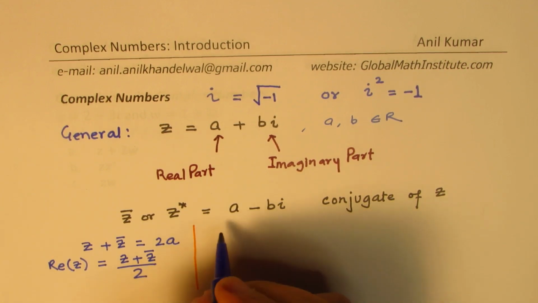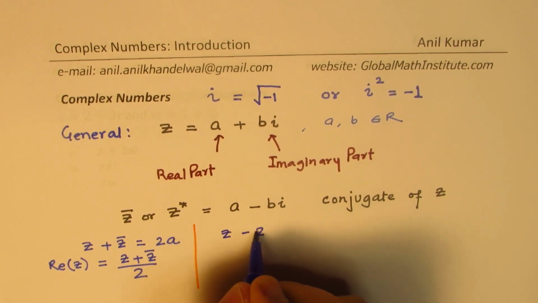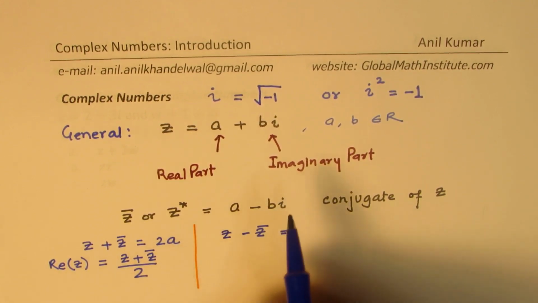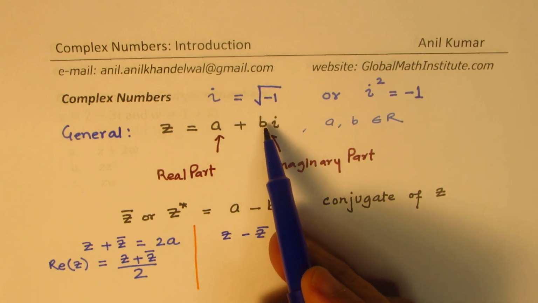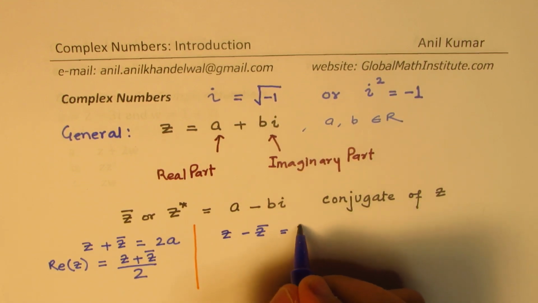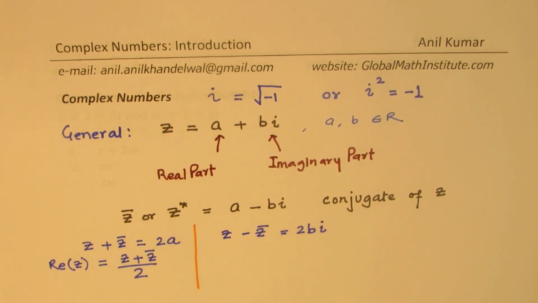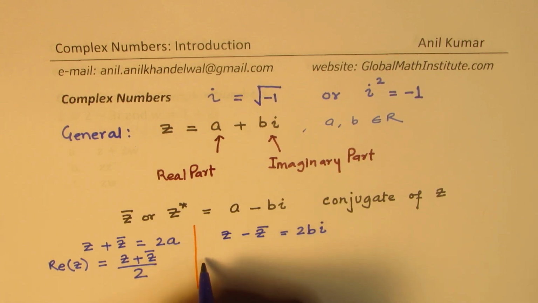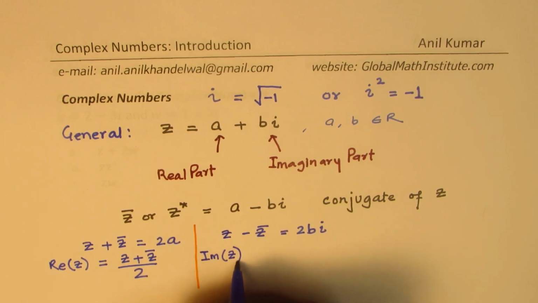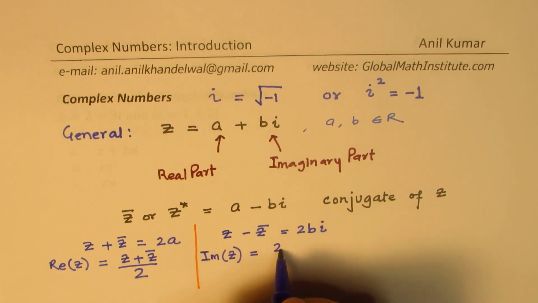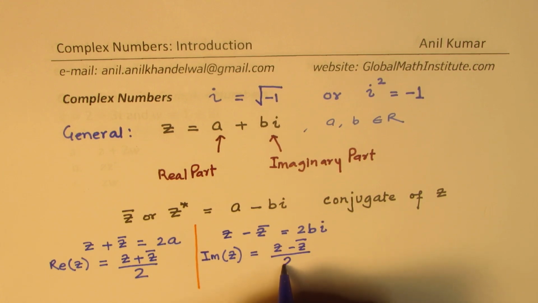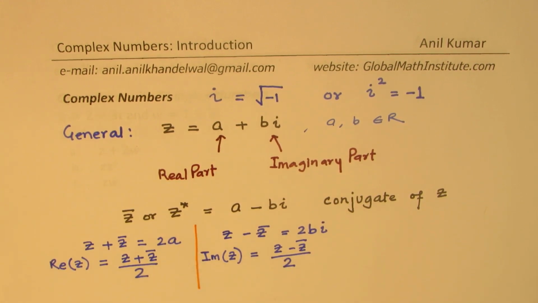Now if I take the difference between the complex number and its conjugate, then what do you get? So a and a will cancel away, but here they will double up. So we get 2 times bi. Right? So in that case, bi, which is the imaginary part of the complex number, is basically equal to half of the difference of the complex number and its conjugate. Right?